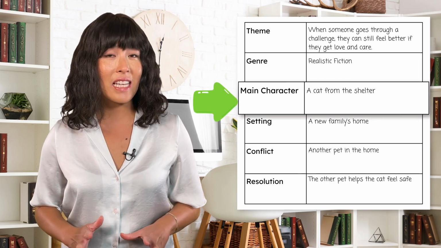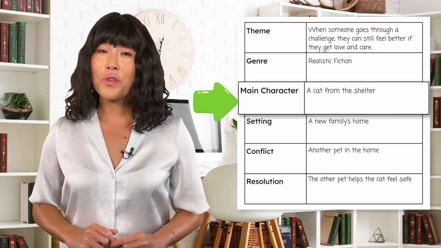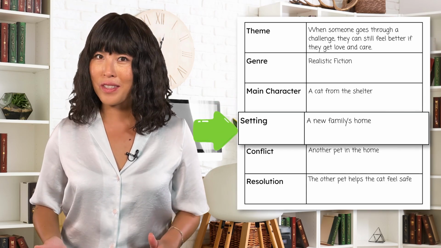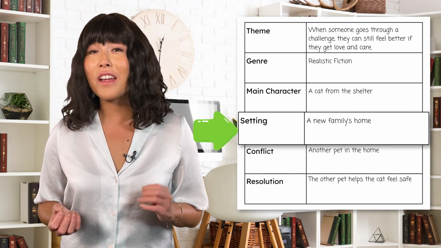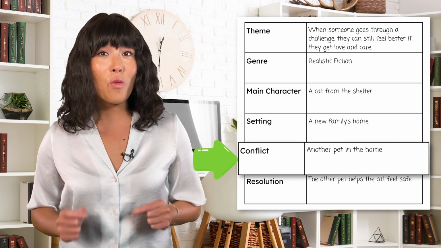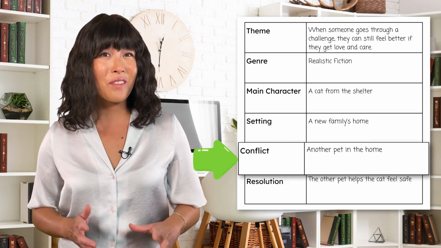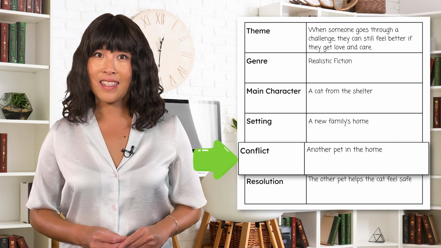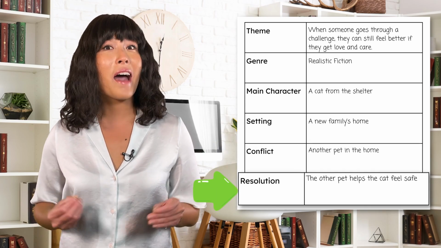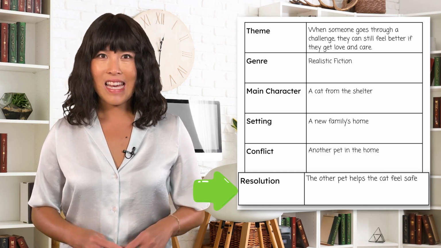My main character is a shy cat from the shelter who goes to a new home. The setting is a family's house, a place that could feel safe and full of love. The conflict? The family already has a pet, and the cat doesn't feel sure about her place yet. The resolution I settled on is that the other pet in the house ends up helping the cat. Now that I've reminded myself of the elements I brainstormed, I can start putting them together.